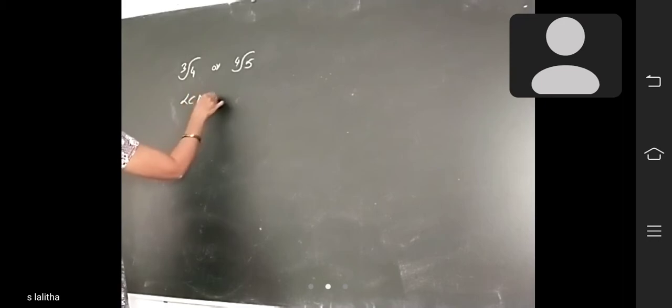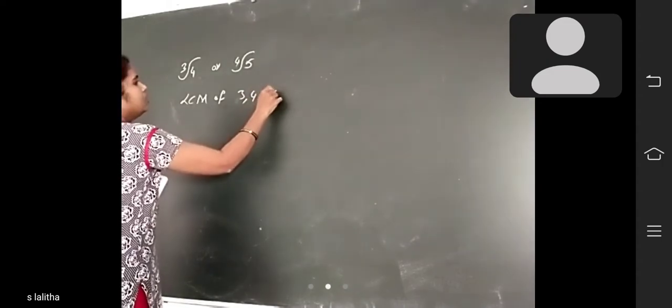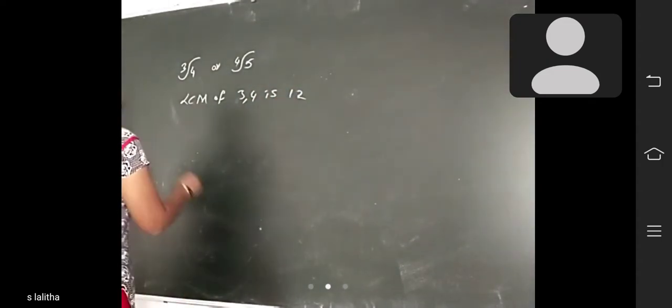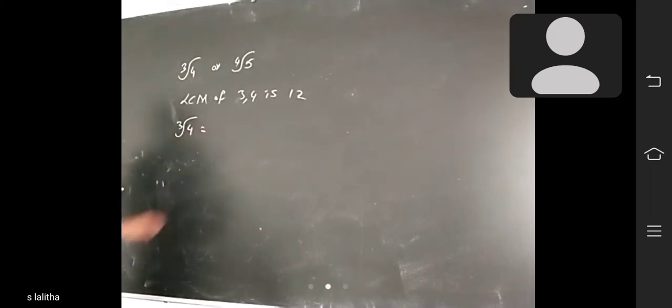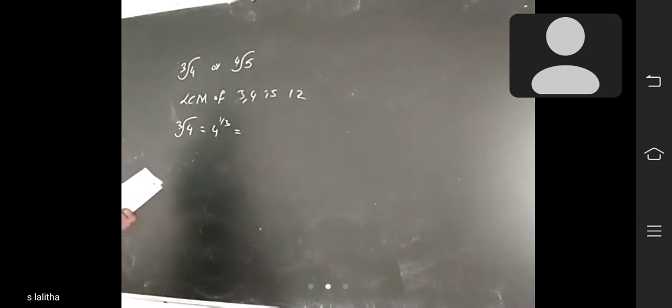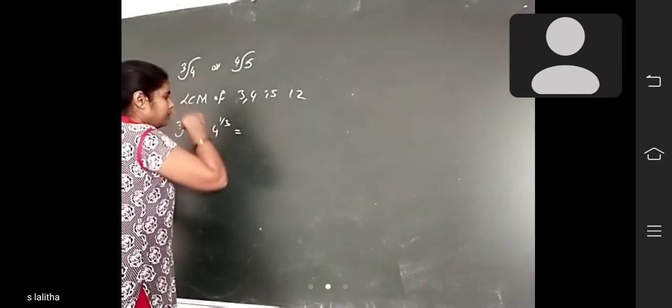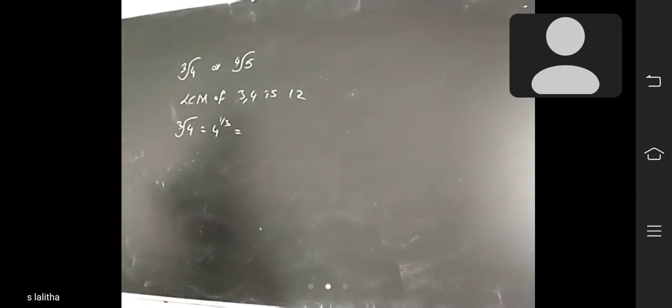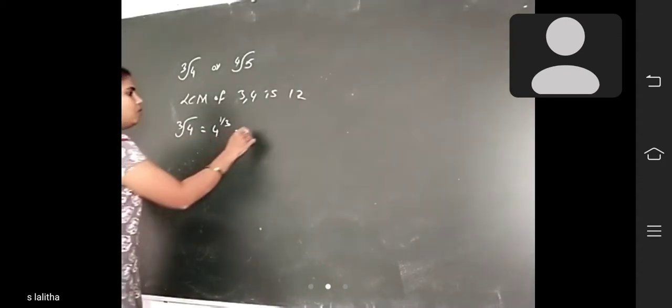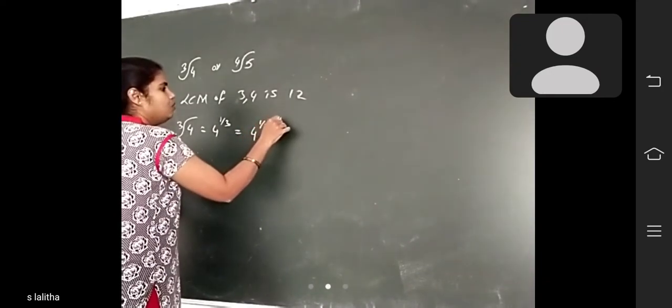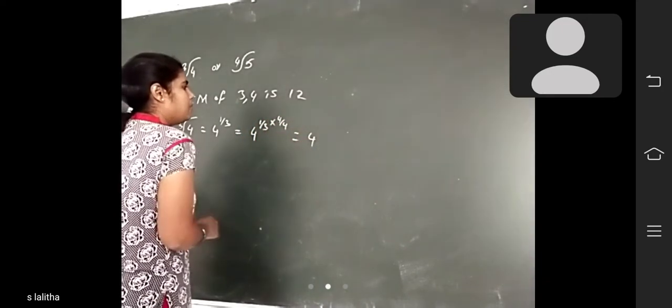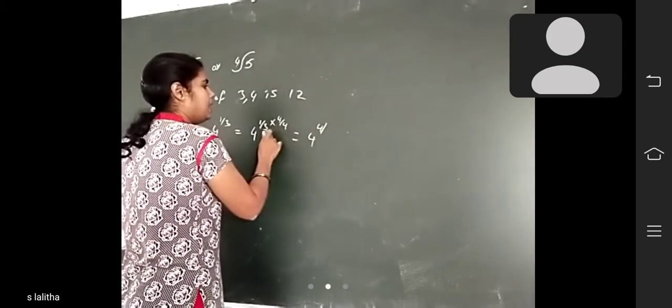LCM of the orders. Which orders? 3 here, 4 here. LCM of 3 and 4 is 12. So the cube root of 4, how can you write this one, children? 4 power 1 by 3. Next, you have to convert this into 12. How can you convert? Here the denominator is 3. How many times to get 12? 4 times. So 4 power 1 by 3 into 4 by 4. So 4 power 1 into 4, 3 4s are 12.